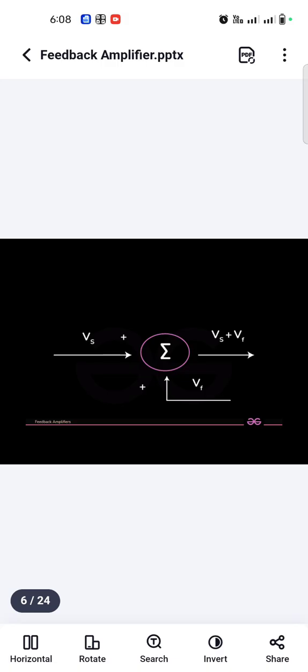Okay, so this is the basic diagrammatic representation. The source signal, summation signal, and the output are given. Take part of the output from the output signal, which is fed back to the summation part. For positive feedback, both will be added. We will represent that with a plus symbol.